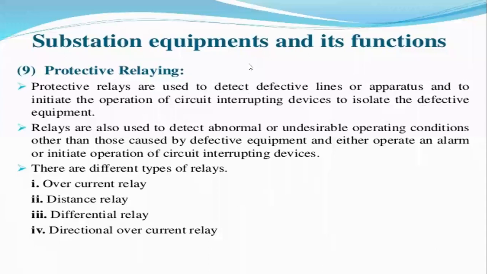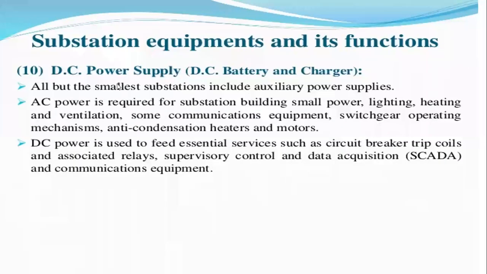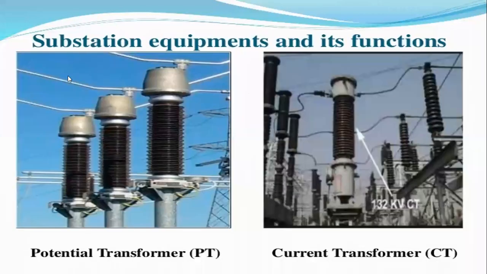Next, DC power supply, the DC battery chargers. These are all the various equipment in substations. This is the potential transformer. It is used to step up or step down the voltage levels. And these are the current transformers. These transformers are used to step up or step down the current levels.